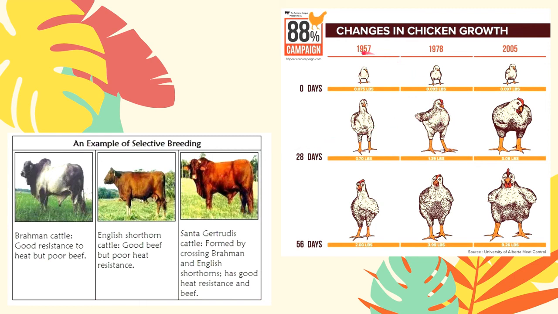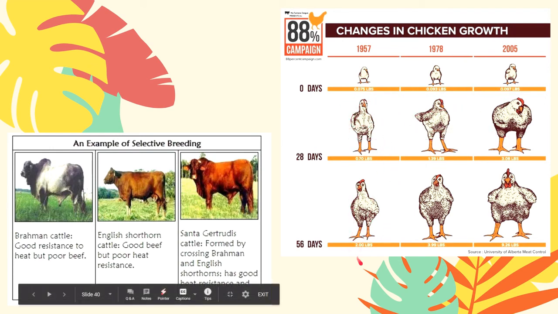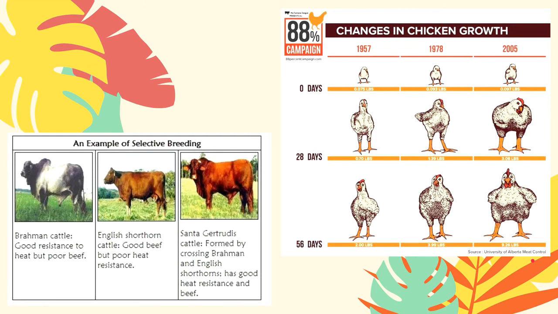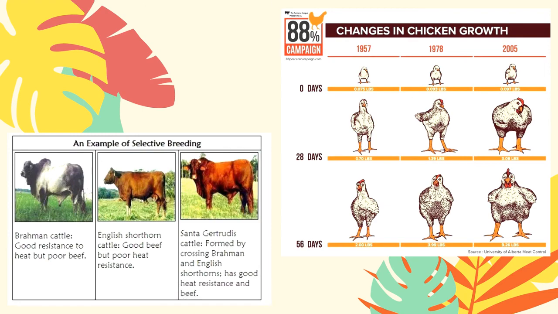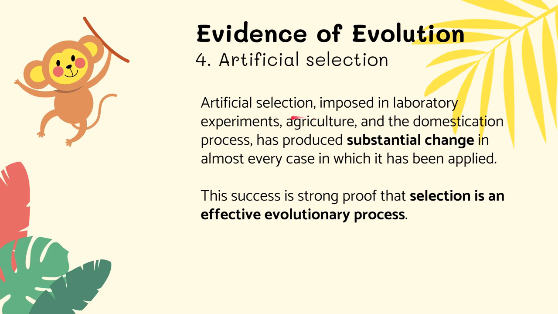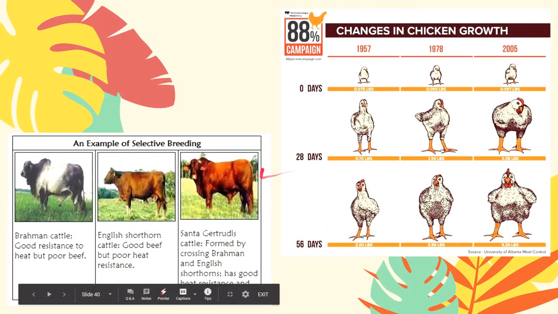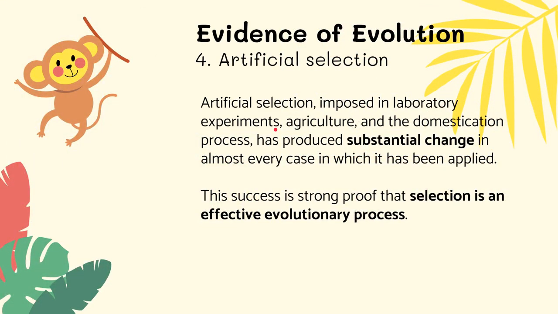Also in chicken growth, so if we compare the size of chicken from 1957 to modern measurements, you'll see that there's this drastic increase in the size from just weighing around 2 pounds in 1957, 56-day-old chickens are now weighing 9.26 pounds. That's more than thrice its original size. So we were able to do that through artificial breeding and selective breeding and artificial selection. So artificial selection imposed in laboratory experiments, agriculture, and domestication has produced substantial change from their ancestors, suggesting that selection, whether artificial or natural, is an effective evolutionary force that can actually trigger evolution in species.